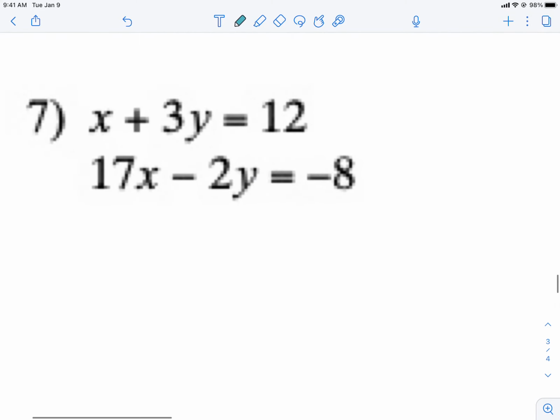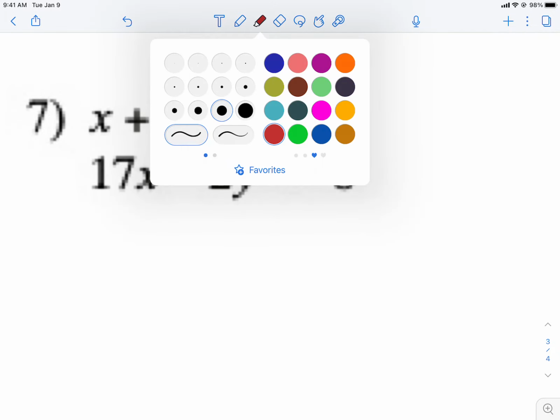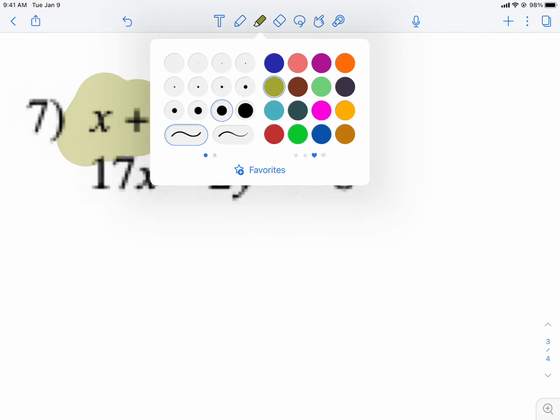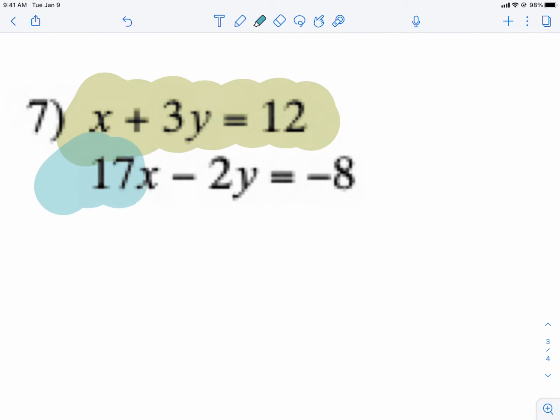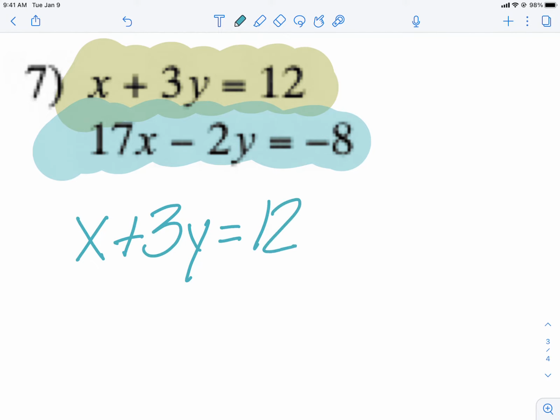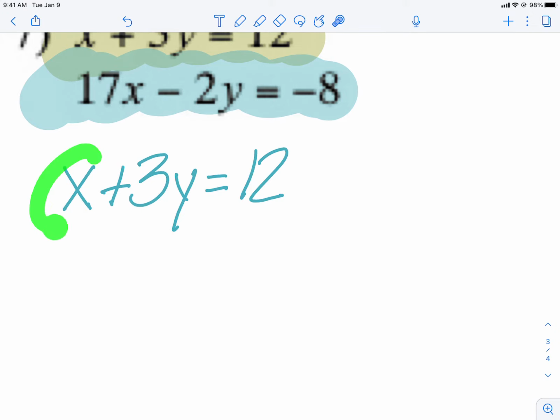So number 5, let's highlight here. Let's go with this, I like to call vomit green, and this awesome blue here. Now, there's nothing by itself here. There's no y equals, there's no x equals, but there's an almost x equals. This x is almost by itself. So I'm going to write this x plus 3y equal to 12.